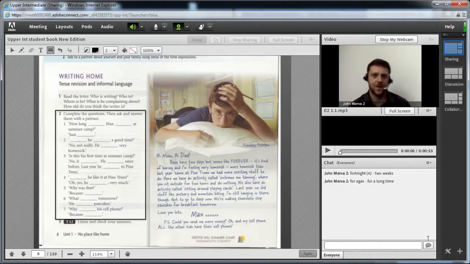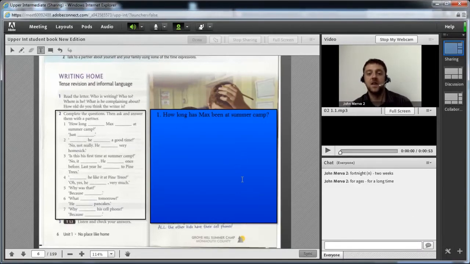Let's look together at number 1. How long Max at summer camp? Well, we know we're talking about an activity that started in the past, continues now, and will probably continue in the future, so we can tell that we probably need to use a present perfect tense here. In this case, we're going to use the verb to be, and so our answer will be, how long has Max been at summer camp? So I've put our first answer up for the first question.